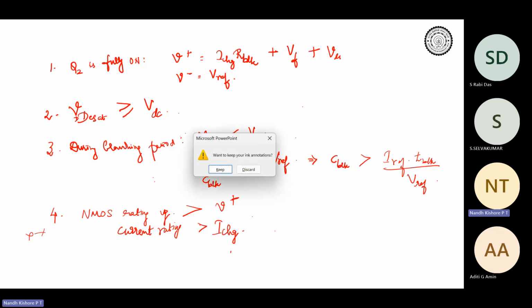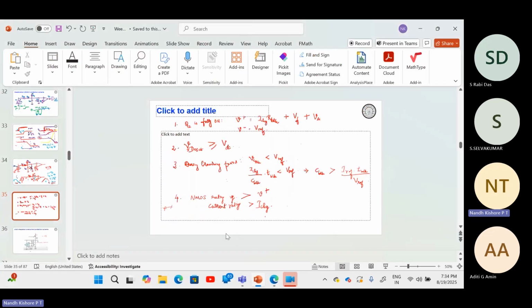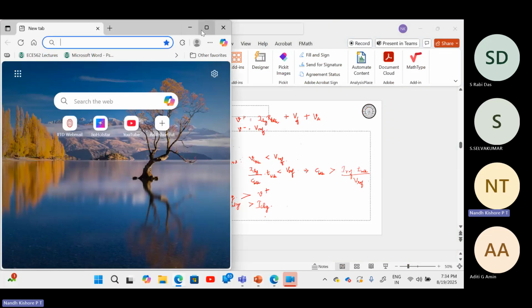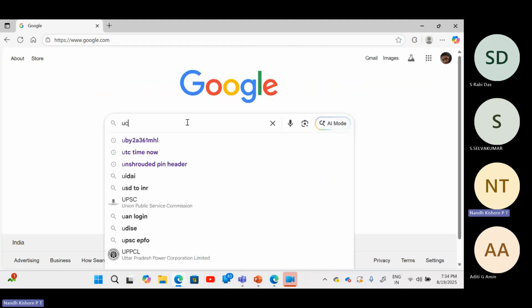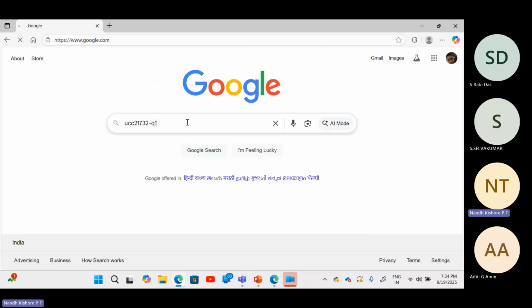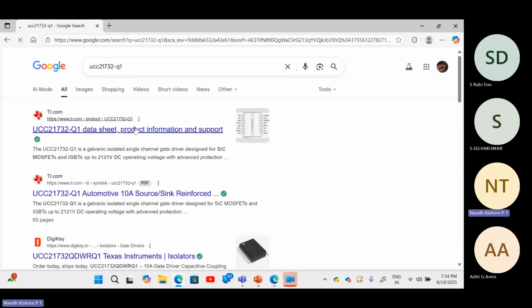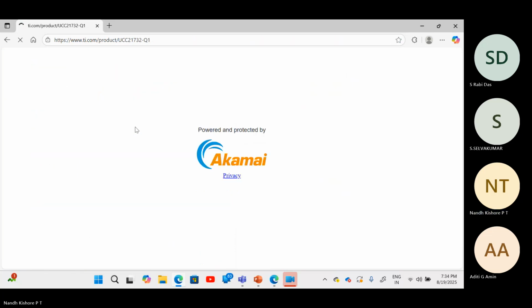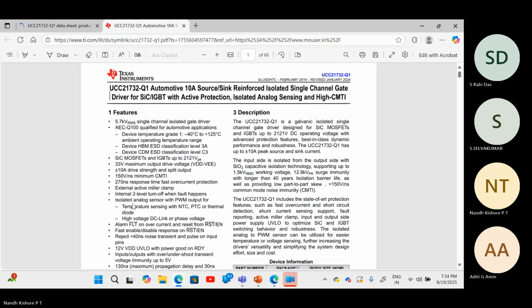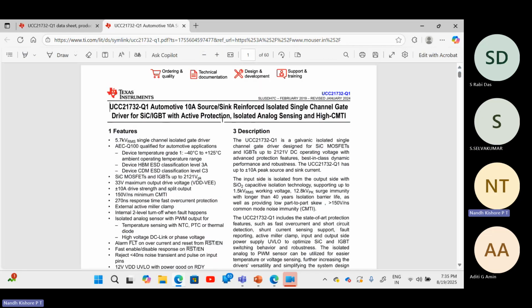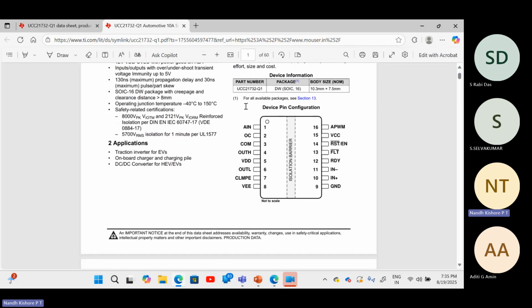Fine. So I think at this juncture I would show you a commercial gate driver IC from Texas Instruments. I think that should give you an idea. So I will just search for UCC. Let's say this. Are you able to see my screen? Yes, sir. Okay. So this is a 10 ampere source and sink isolated gate driver IC, right, with protection circuitry and all.